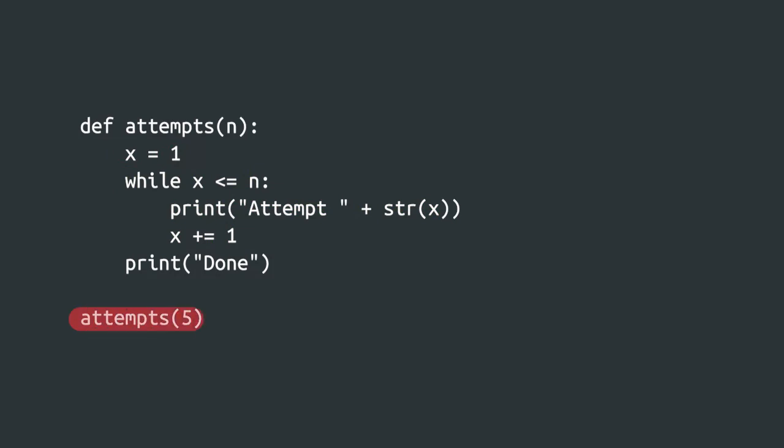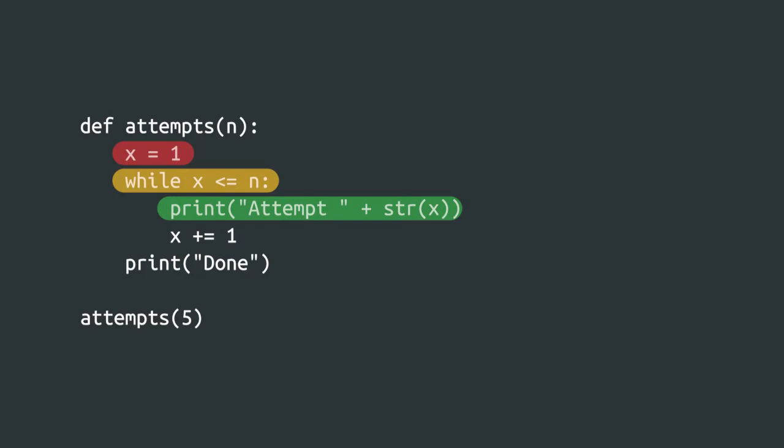Say we pass a value of 5 as a parameter to this function. In the first pass through the loop, x is equal to 1, so the comparison 1 smaller than or equal to 5 would be true, and we'd then enter the body of the loop. In the body, we first print a message indicating the current attempt number, and then we increase the value of x by 1. To increment the number, we're using a slightly different expression than before.